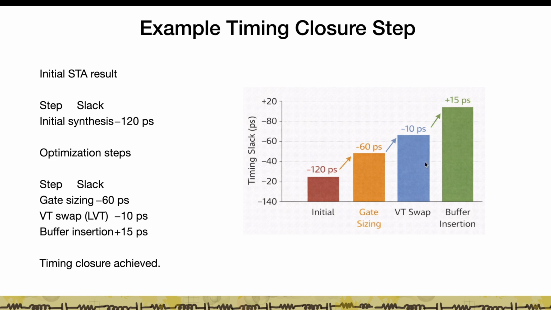Notice how each technique contributes a different amount. VT swapping is rarely the only tool, but it's often the most efficient one. It doesn't change area, just the cell type. That makes it the first thing most tools try after gate sizing.